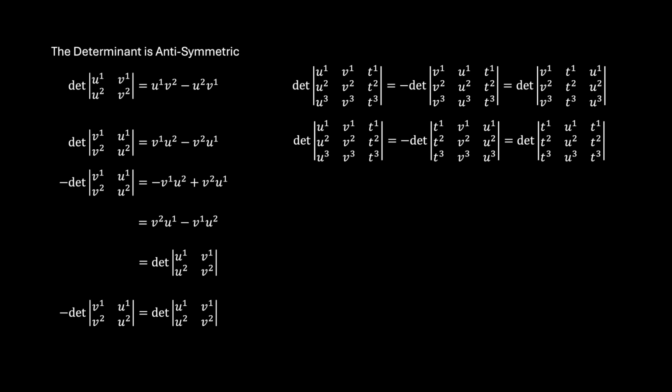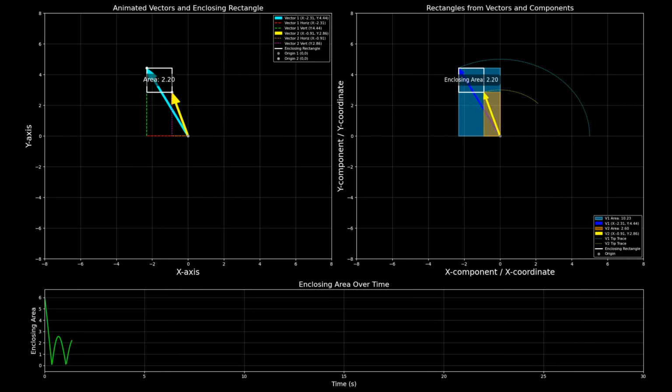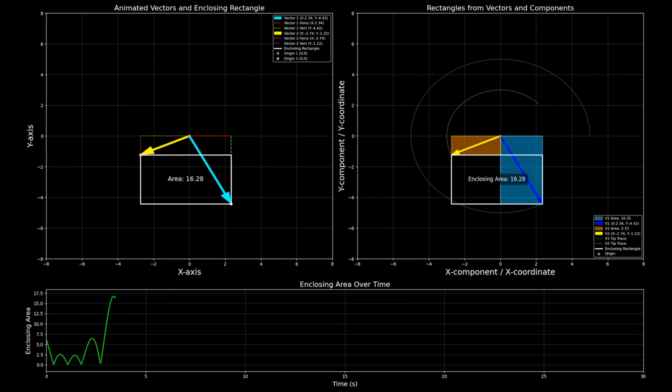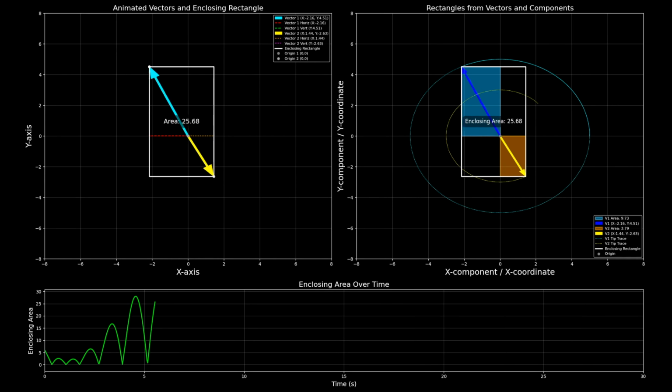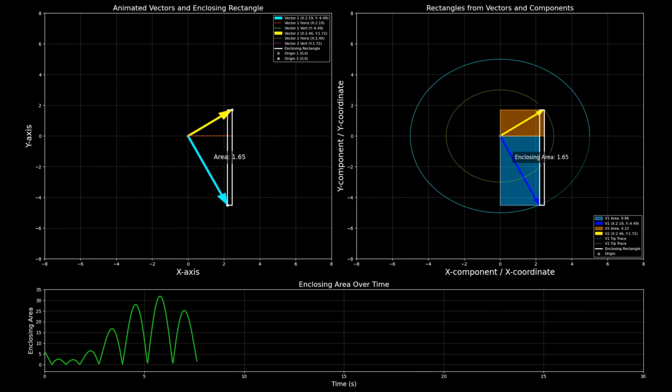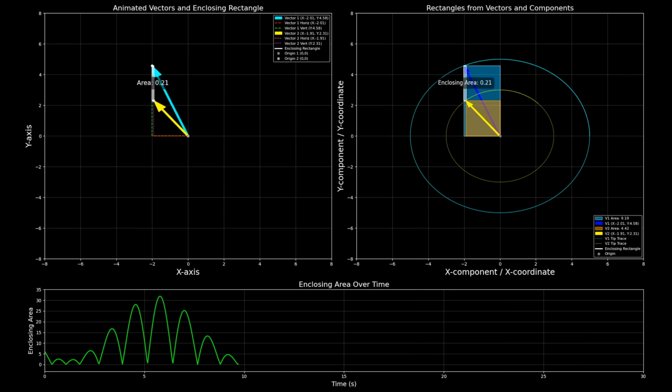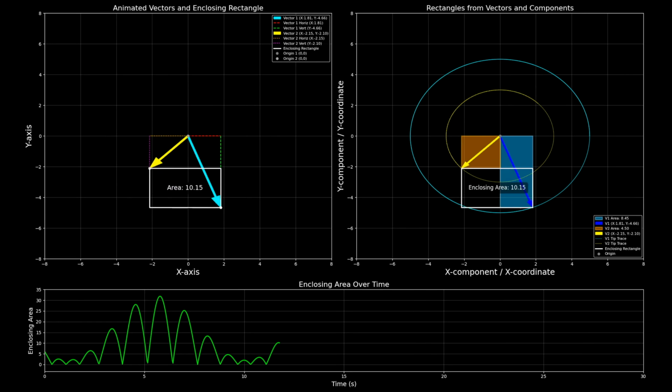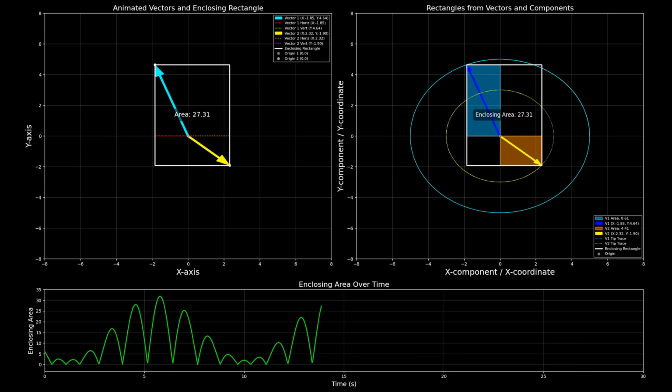Swap any two vectors in the determinant, and all you have to do is change the sign. The volume itself doesn't change in value. There's just a sign swap which gives it a sense of orientation. We are going to call this operation the wedge product between two vectors. And so, in a very geometric sense, we can think of this thing that we are calling the wedge product between two vectors as being the enclosed area that we see in this animation.